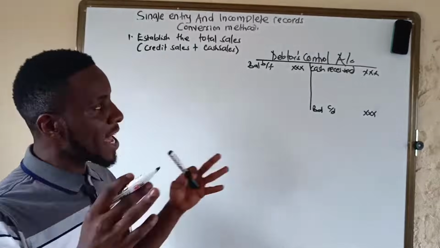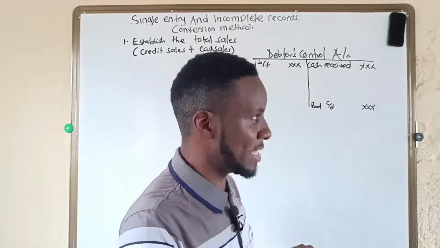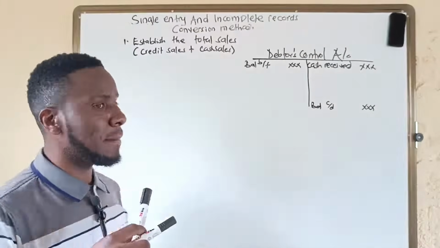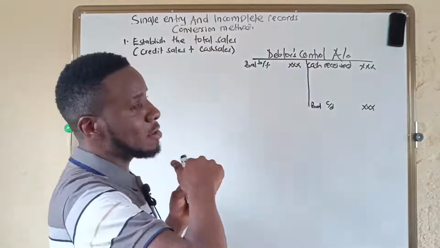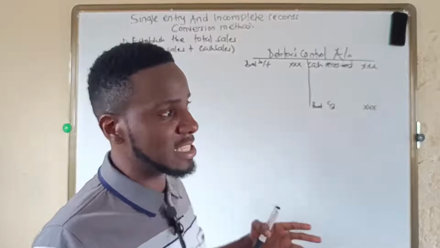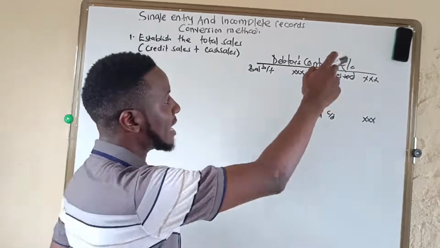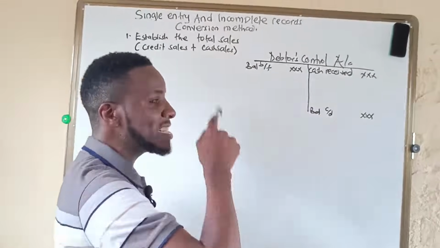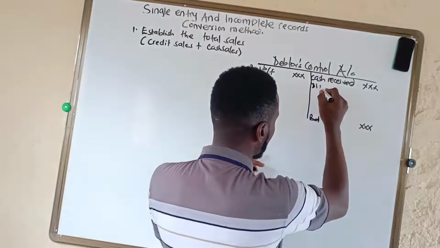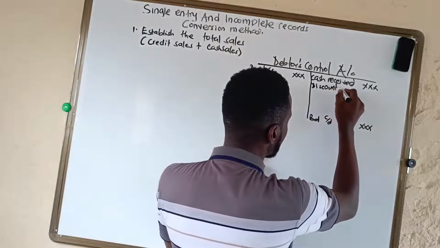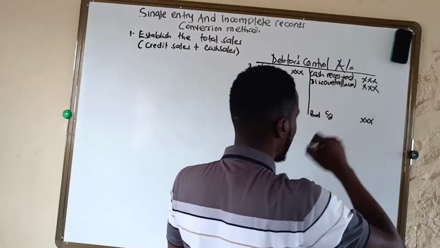You see? Then we can also have other items that we are supposed to put here based on the question that I've given you. For example, we can have a discount allowed. Remember, discount allowed is us giving the discount to the debtors. So the discount allowed reduces the value that these debtors are supposed to pay. So we come here and say discount allowed, and then we show it here.